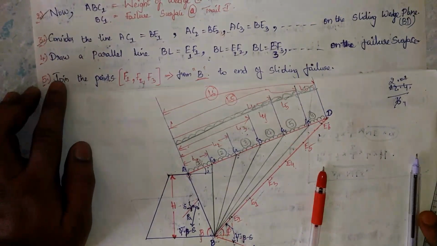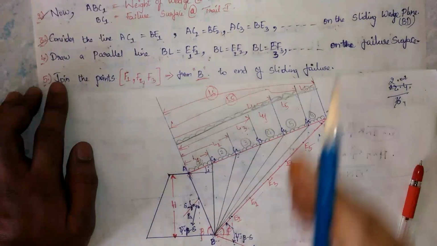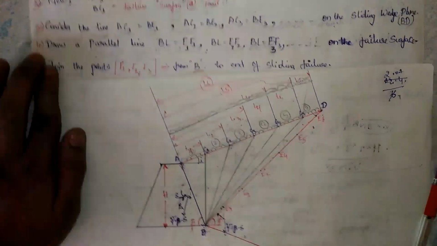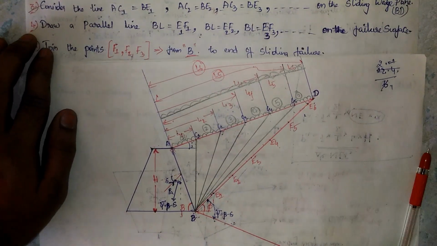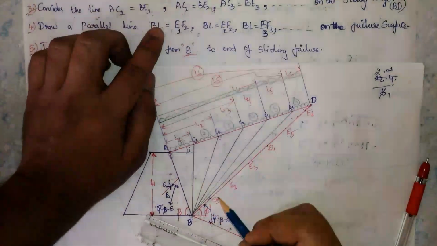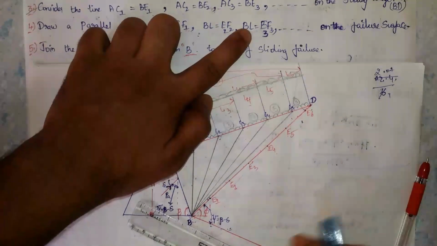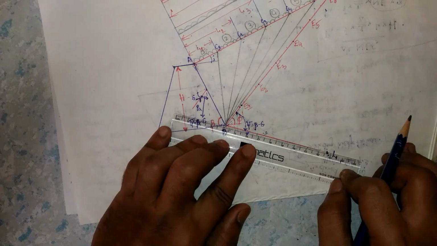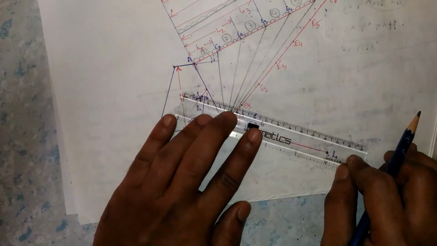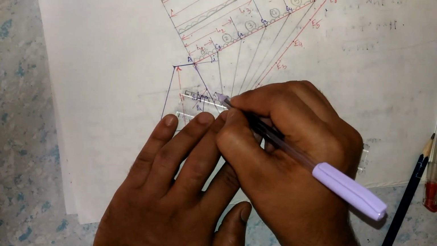So next, what is the fourth point? Draw a parallel line where BL equals EF1. Now we have to draw the parallel line where BL equals EF1. Next BL equals E2F2, BL equals E3F3. Okay, so see here. So this is the BL line. By assuming this BL line, I am drawing one parallel line. So this is a point, and this one is named F1.